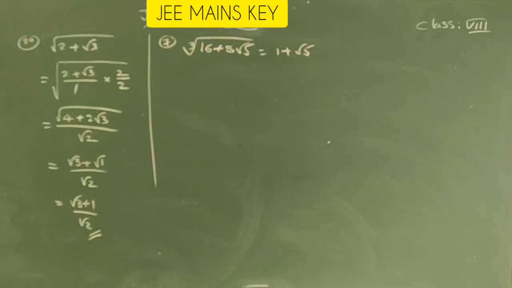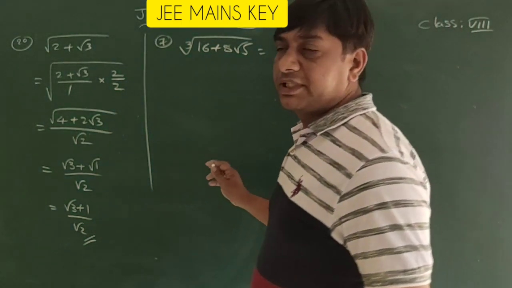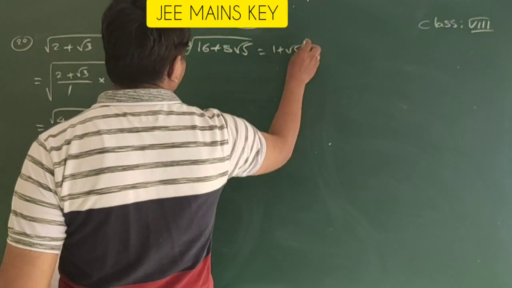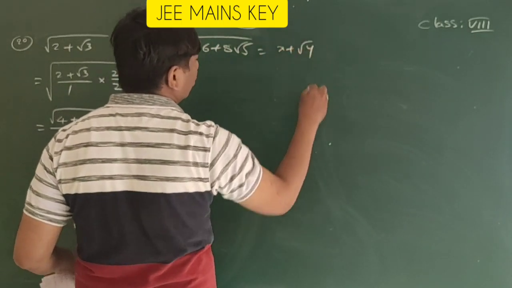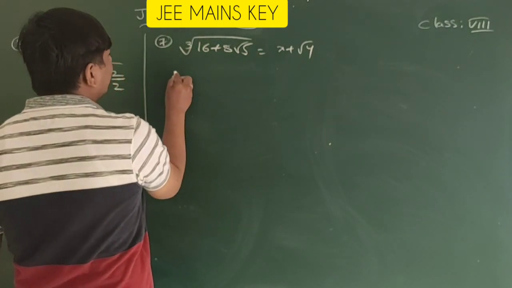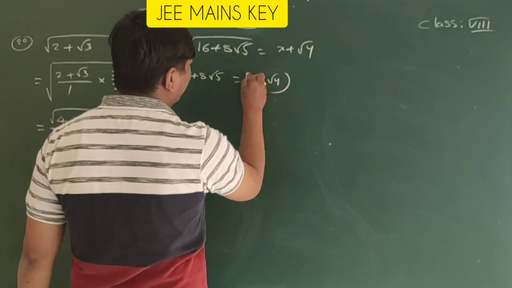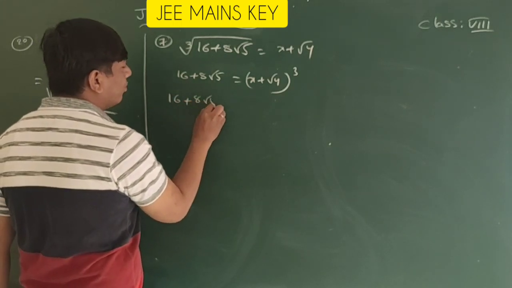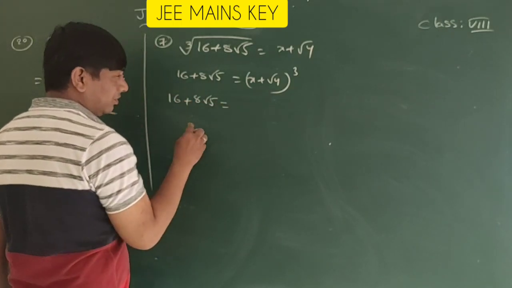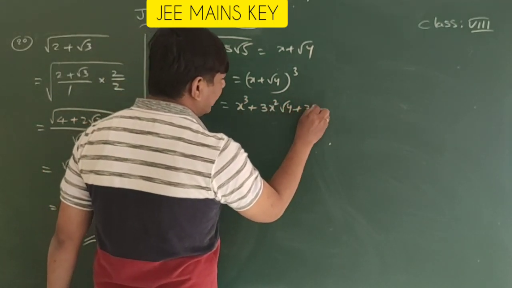The procedure is nothing but cubing on both sides of the cube root. Okay, so we don't have any other procedures, sir. The answer is finally 1 plus root 5. So the procedure is, let us assume this is x plus root y. Cubing on both sides, 16 plus 8 root 5 is equal to x plus root y whole cube. Now expand with the a plus b whole cube formula: a cube plus 3a square b plus 3ab square.